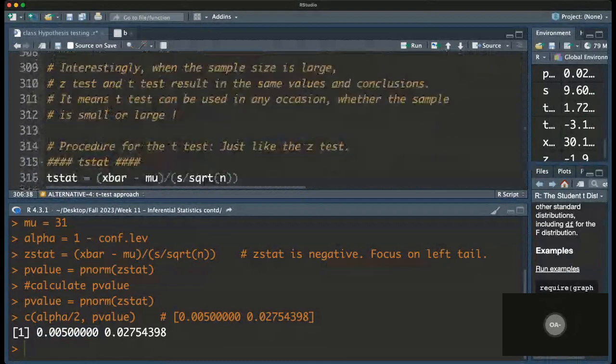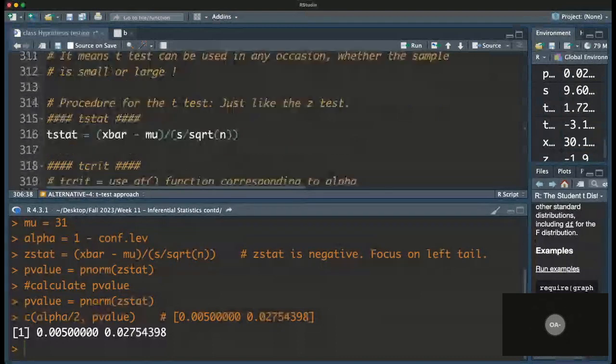Oh yeah. When the sample size is large, z-test and t-test result in the same values and conclusions. It means that the t-test can be used in any occasion, whether the sample is small or large. But if the sample is large, you do the z-test.